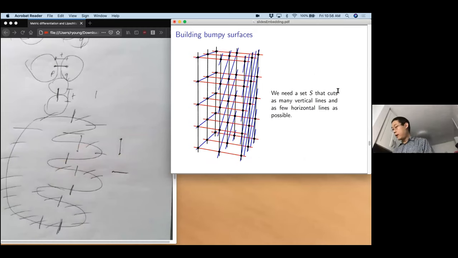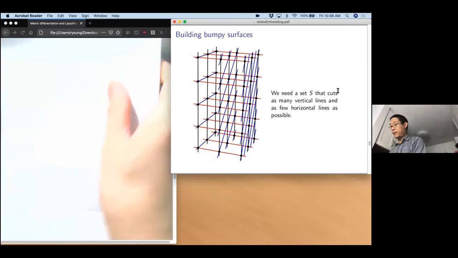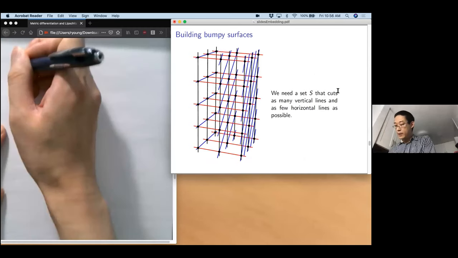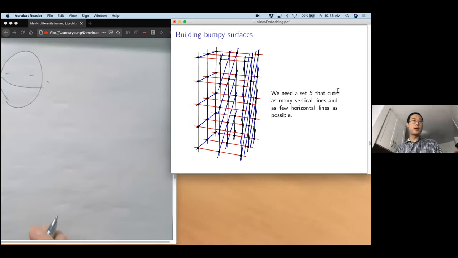And so how can we construct that? Well, let's try something. Let's take our unit ball, and let's try to perturb this to make it separate, make it cut more vertical lines, but about the same number of horizontal lines.